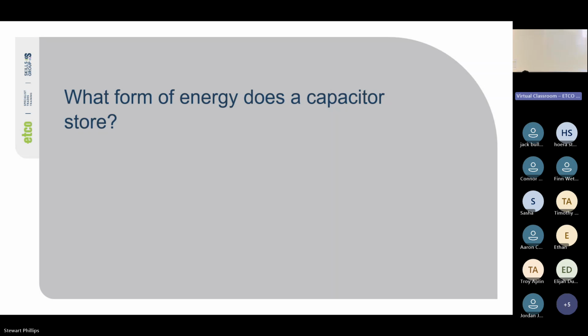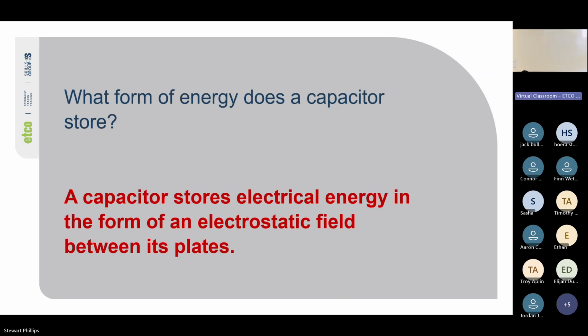Yeah, Rex hit the nail on the head. A capacitor stores electrical energy in the form of an electrostatic field between its plates. You can look at it as electrostatic potential energy, but it is an electrostatic field. If you think about the charge that builds up on a metal surface, we call it a static charge. When you get that little shock from a metal surface, that's the release of the charge built up on the surface. We call that static shock because it is an electrostatic charge.